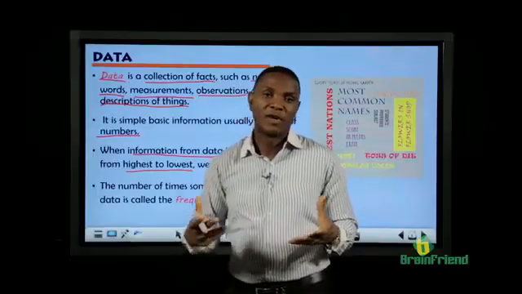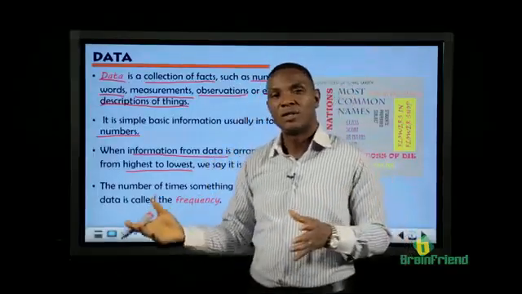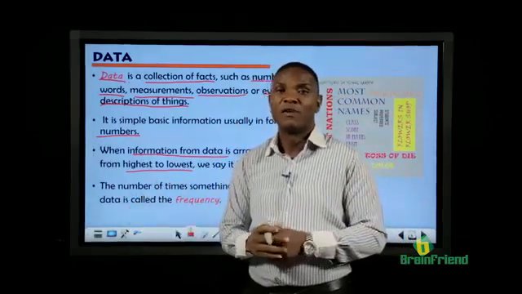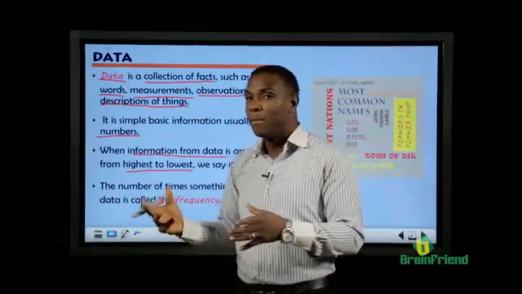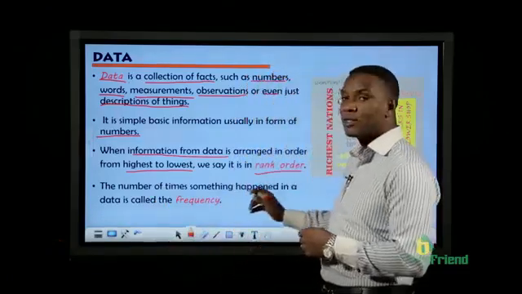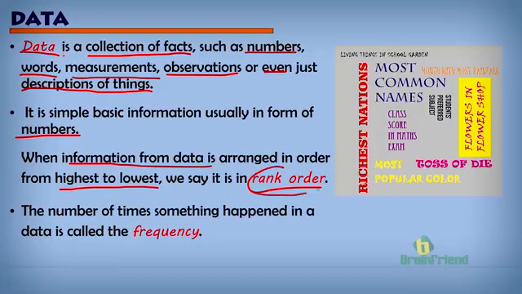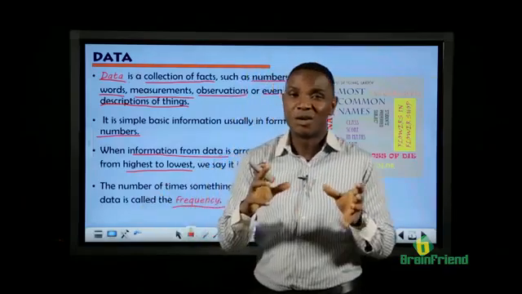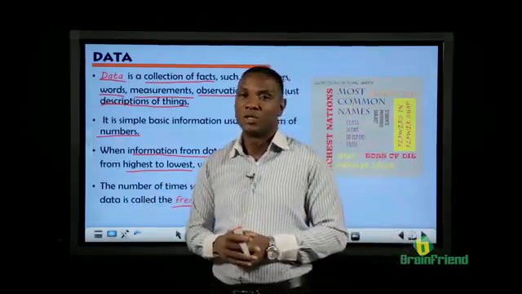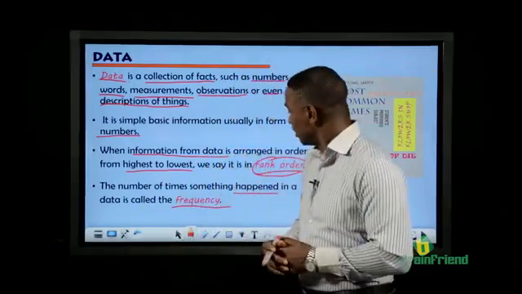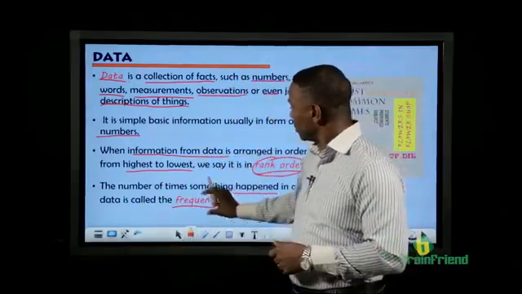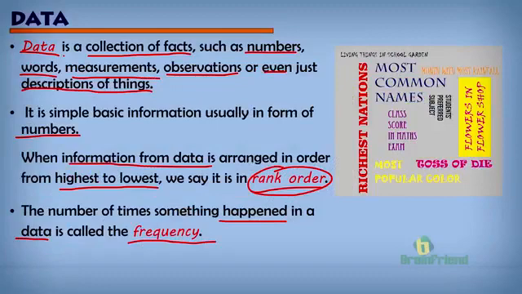Now, in the course of our class, we'll find out that sometimes we arrange this numerical data from the smallest to the highest. But when we arrange them from the highest to the lowest, we refer to that as a rank order. The number of times something happens in our data is called frequency. Now, these are words that we will come across a lot in the course of our study today. Remember again, frequency is the number of times something happens in our data.